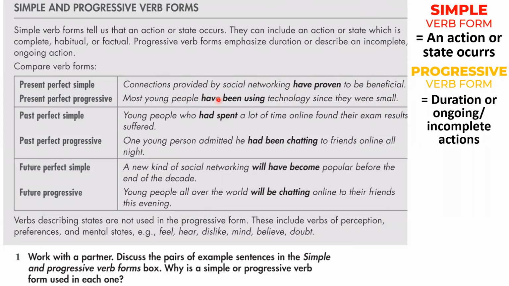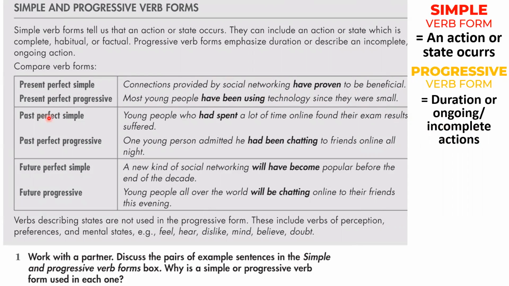Also, like it says "they have been using," it means that they haven't stopped using it. They have been using this since they were very small. They are using it right now, and they will use technology in the future. So it is an incomplete action because they are doing it right now.